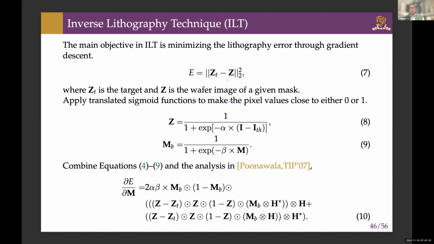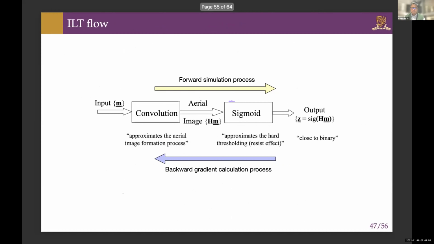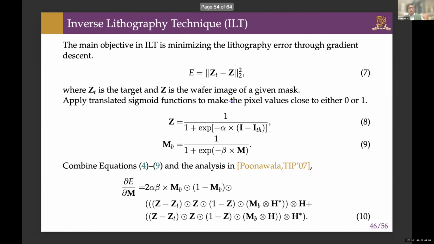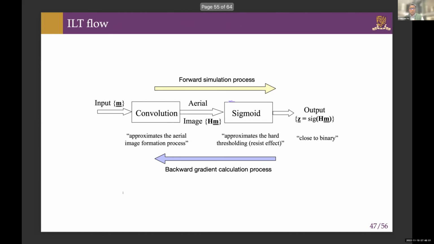Then we can calculate the gradient step by step. Then we have the gradient on each pixel of the mask. Then essentially we can do an iterative optimization of the mask so that the wafer image gets closer and closer to the target. So this methodology is called inverse lithography technique, ILT in short. In the ILT process, iteratively, we go through the forward simulation process, then the backward gradient calculation process, and then forward again, backward again, until we converge.